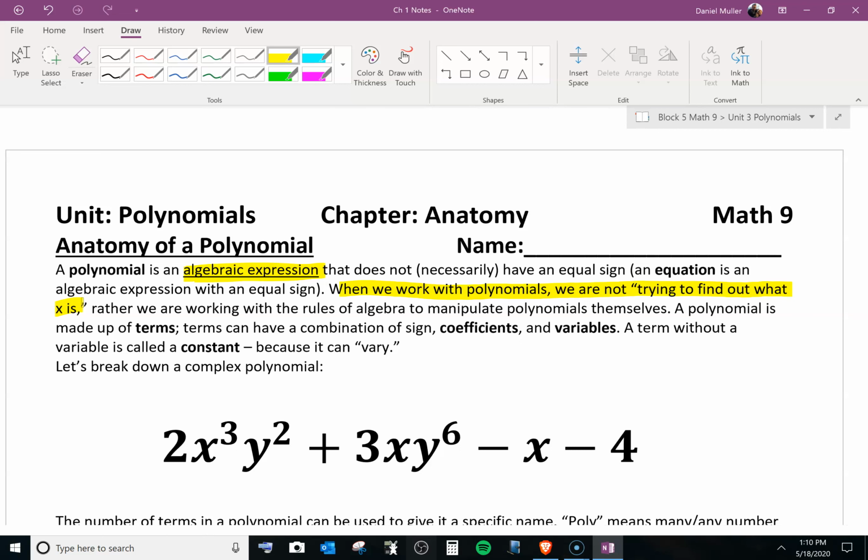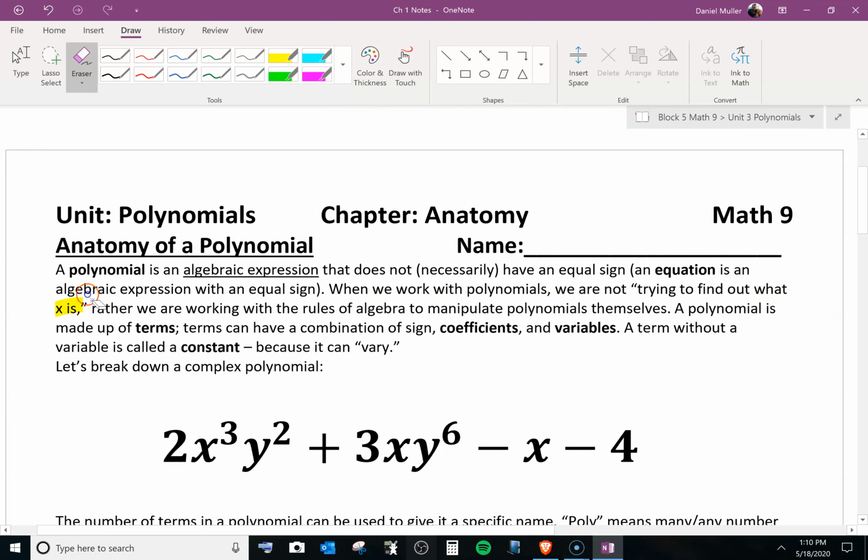Rather, we are working with the rules of algebra and we're trying to simplify things. So we're going to have different signs, we're going to have things called coefficients, we're going to have variables, and we're going to have things that don't have any variables called constants. So we're always going to have all of these things. They're all going to be worked in here.